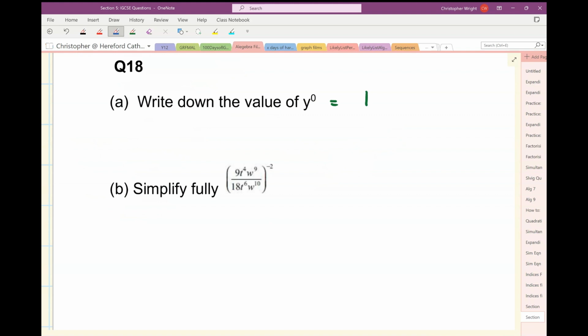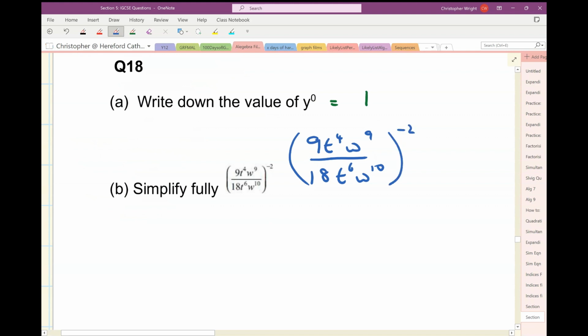We've got 9 t to the 4 w to the 9 over 18 t to the 6 w to the 10, and that's all to the power of minus 2. Now this time, I see it's a simplify fully, and I can do some cancelling before I do anything else. I'm going to divide top and bottom by 9 t to the 4 w to the 9.